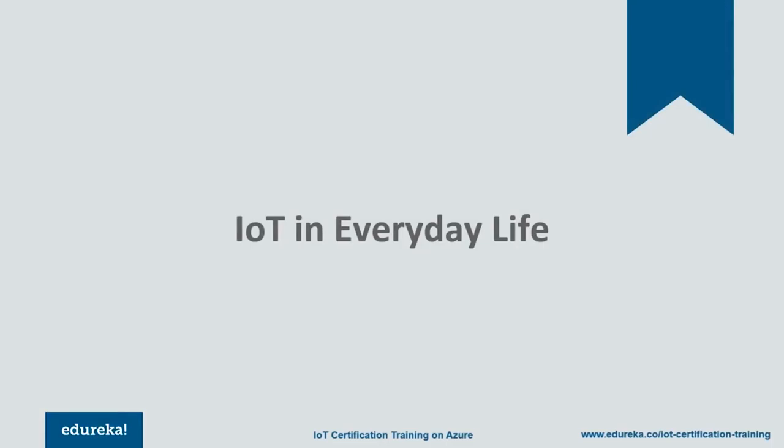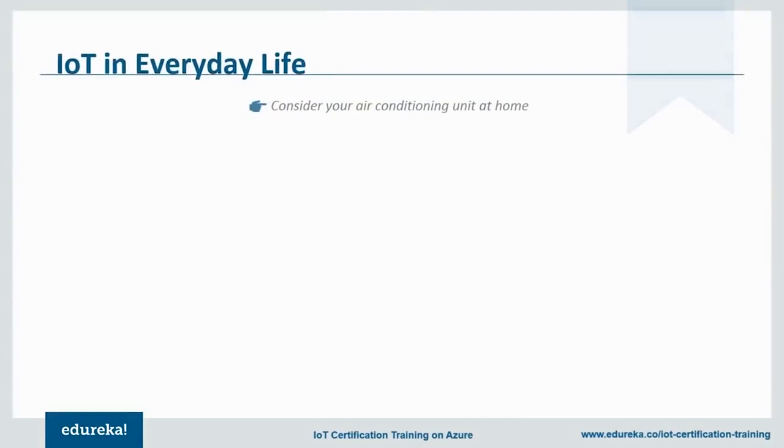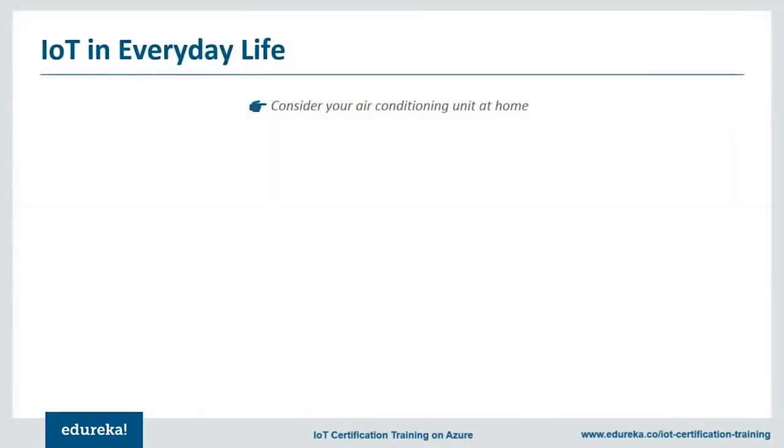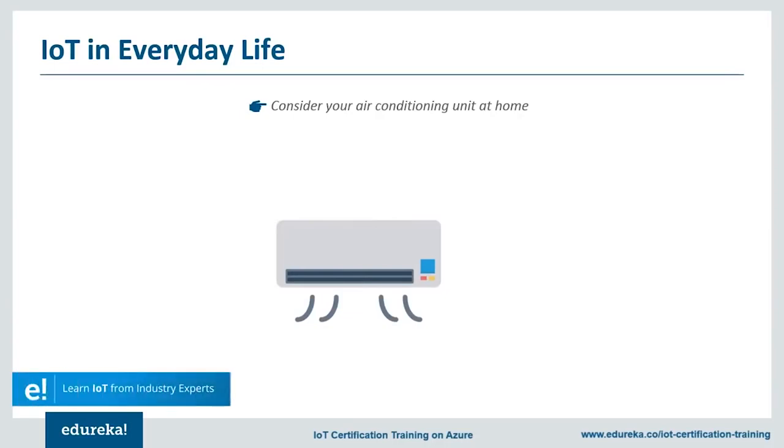This is probably a hallmark in the IoT industry, as it's also one of the first industries to deploy IoT at its service. So let me give you an example of how IoT can serve us in our daily lives. Consider a home appliance such as your AC. Currently, what you do is that you go home, you turn on your AC, and wait for it to reach a temperature that you like, say about 25 degrees Celsius.